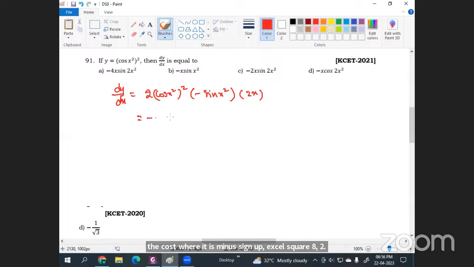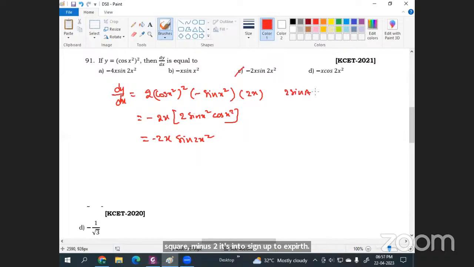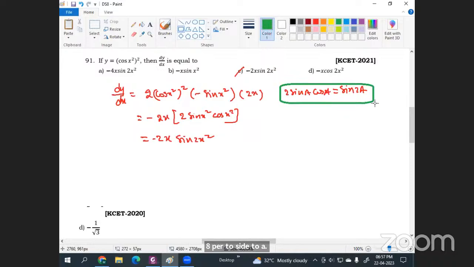Therefore, minus 2x into 2 sin of x square cos of x square. Sin 2a formula: it is minus 2x into sin of 2x square, which is the third option. 2 sin a cos a equal to sin 2a. Right, children? So this is the formula which we have. Right. Next.